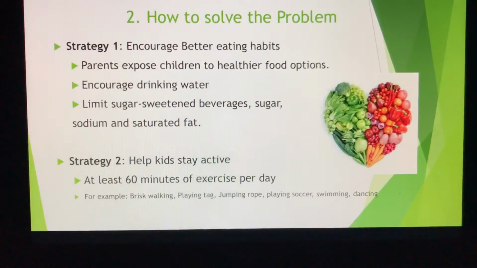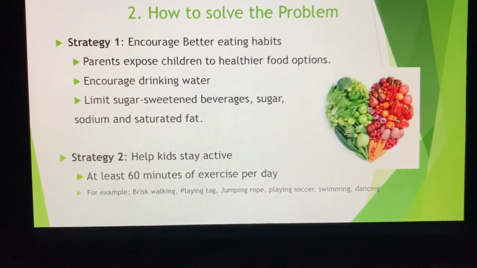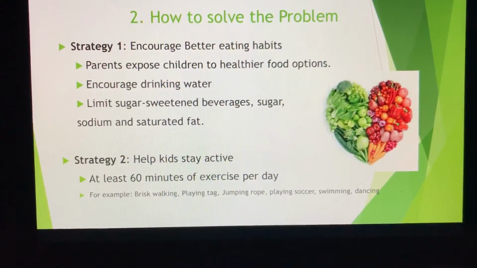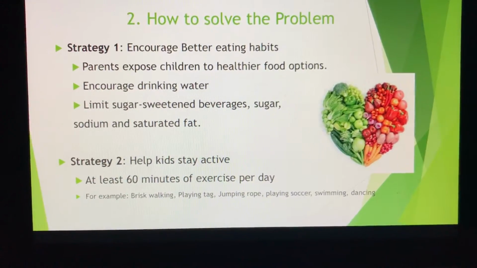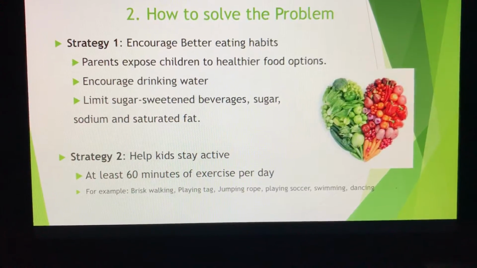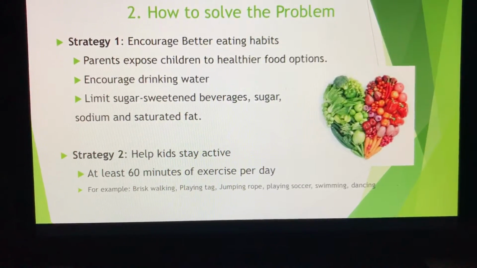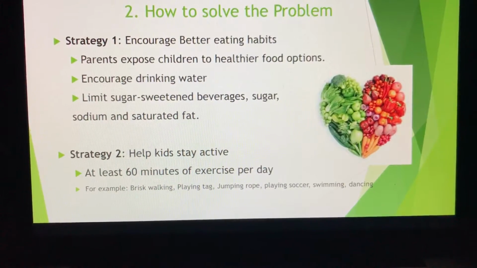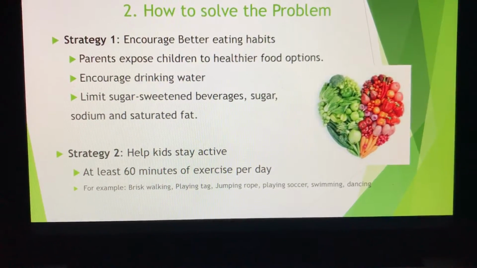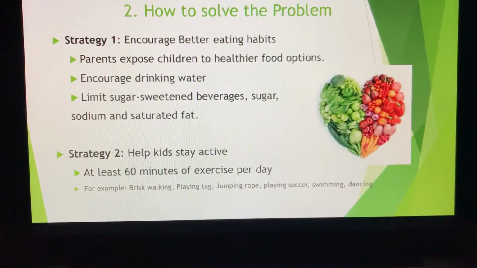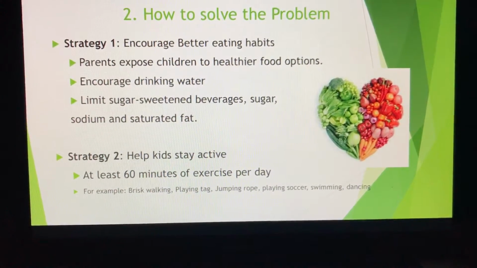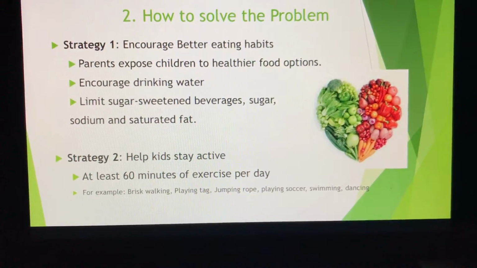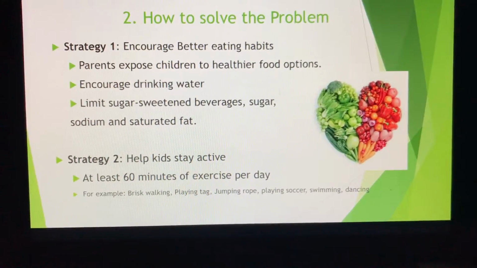So, how to solve the problem? So, the first strategy is to encourage better eating habits. So, parents can expose their children to healthier food options, and these food options may include fruits, vegetables, whole grain products, low fat dairy products, lean meats, poultry, fish, lentils, and beans for protein. They may also encourage the drinking of water and limit sugar sweetened beverages, sugar, sodium, and saturated fat.